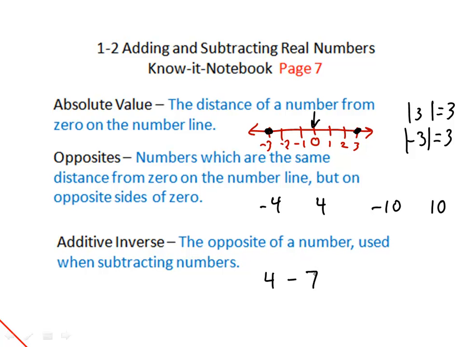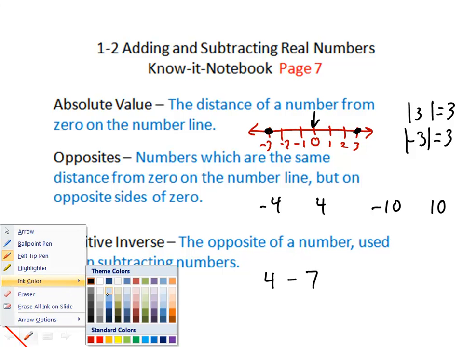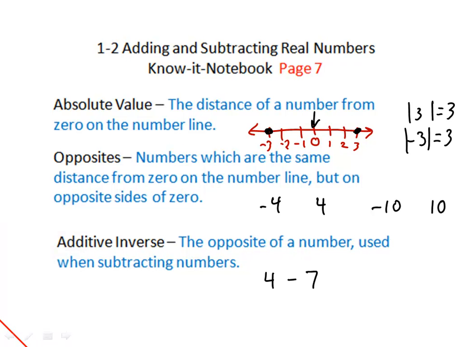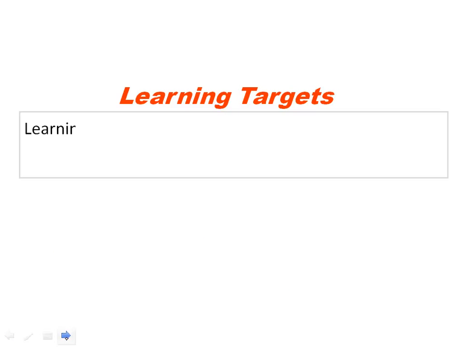Often when you have something like this, we say, well, we aren't going to really subtract that. We're going to add the opposite of 7. Instead of 4 minus 7, it's 4 plus negative 7. So we're taking the additive inverse, the opposite of a number. So we had 7, we're making it negative 7, and we use this when we're subtracting numbers. We change it into addition. If that did not make too much sense yet, hopefully it will by the end of the lesson.